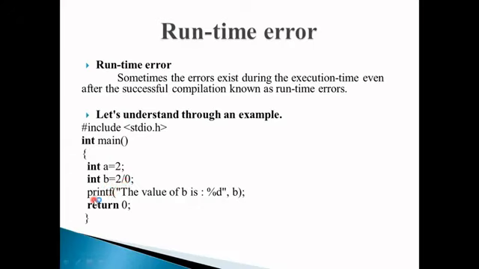Next one is the printf statement. Here we print the value of b only. And the last one is return 0 and curly bracket close. So in this program, what is the error? The error is that here we take divide by 0. At that time a runtime error occurs.